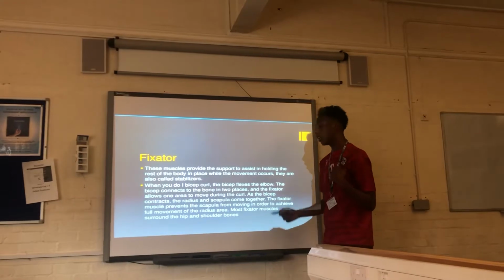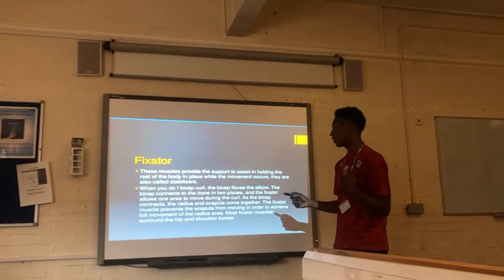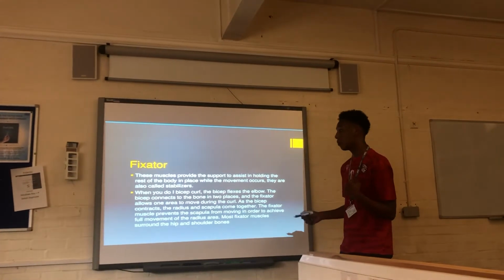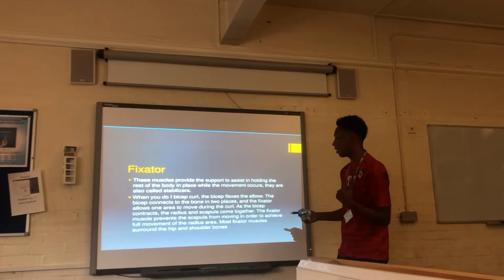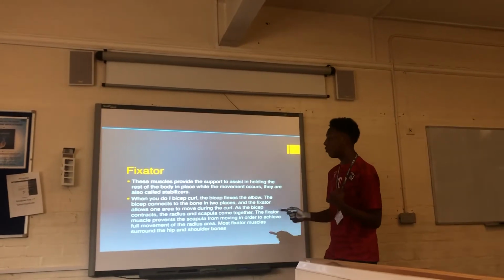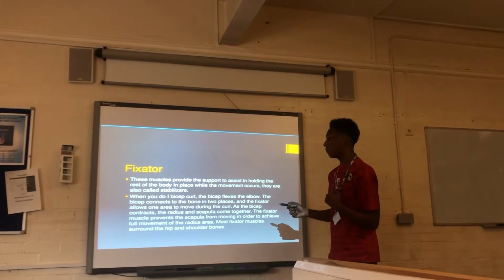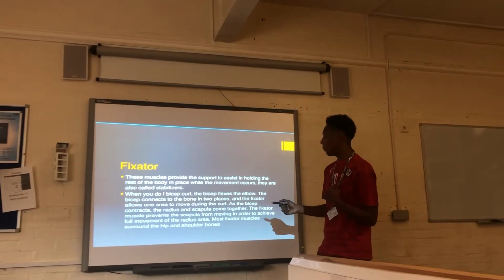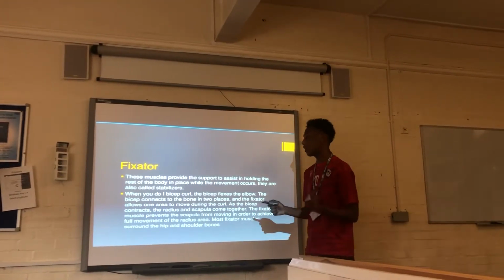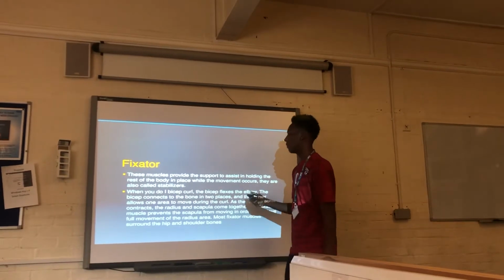As the bicep contracts, the radius and scapula come together. The fixator muscle prevents the scapula from moving in order to achieve full movement to the radius area. Most fixator muscles surround the hip and the shoulder bones.